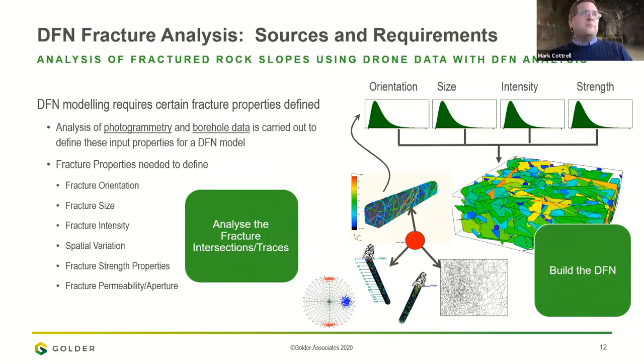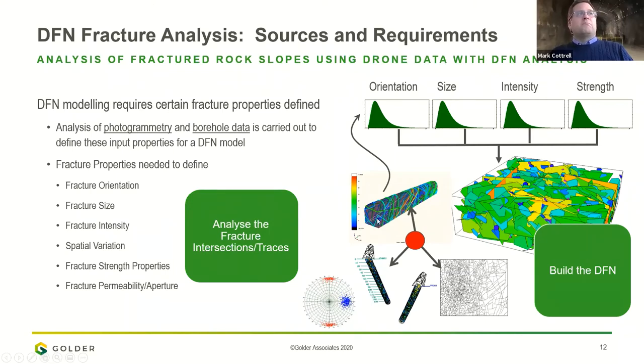The data that we take off of the trace map, the properties that we're describing, so orientation, size, intensity, the spatial variability, also things like strength properties. So for each set, we're looking at deriving the statistics that describe each of those attributes. So we're looking at coming up with skewed statistical distributions that represent the mean of the observation and maybe also the dispersion, so the variability. So we come up with statistical descriptions for all of the key attributes that describe the geometry of the DFN.